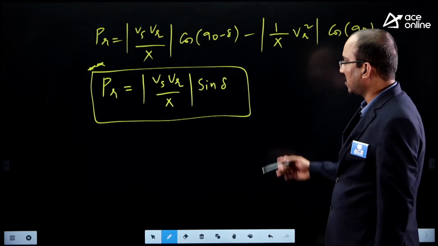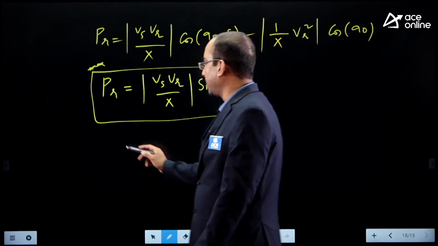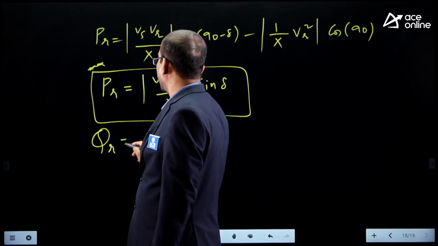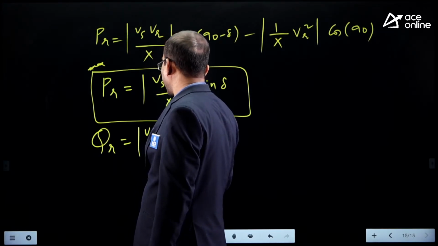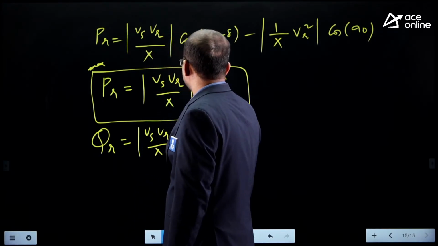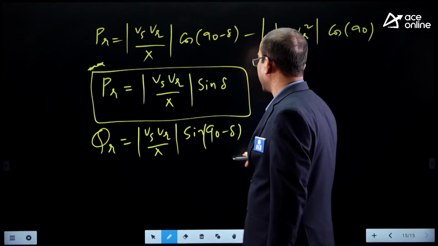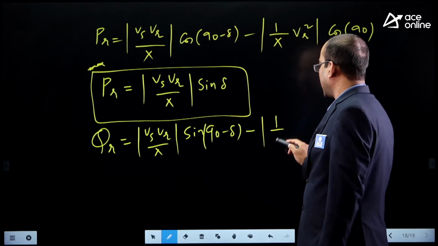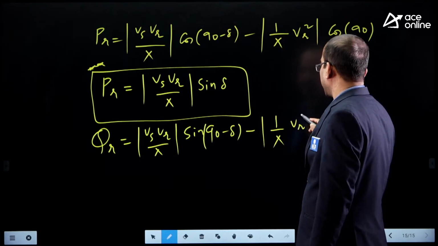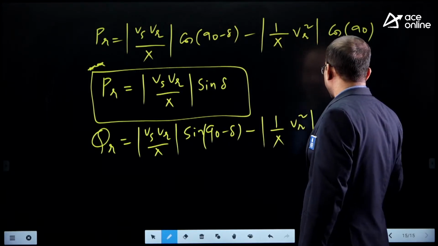The line is lossless. And what is the value of QR under the condition? QR is Vs Vr by x sin of 90 minus delta minus 1 by x Vr square sin 90.